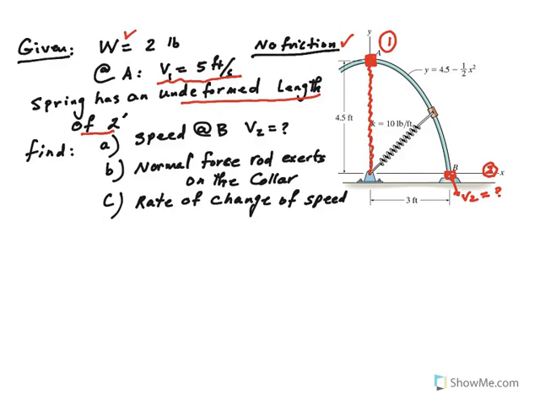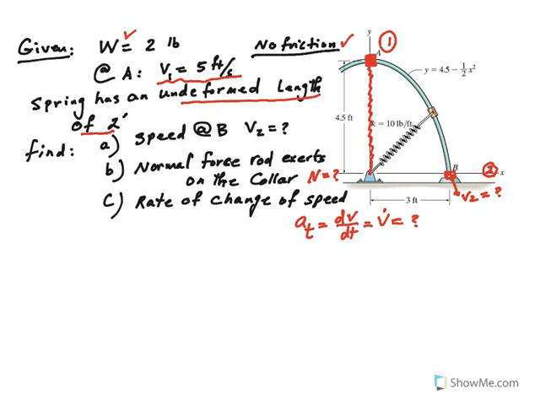And the second part, which I'm going to get to on the next page after I'm done with the first part, we're going to find the normal force, which I'll call N, and the rate of change of speed, which is a sub t. Remember, a sub t is the rate of change of speed, defined as dv/dt or v dot. So in the second part, we want to find the normal force that the rod exerts on the collar, and also the rate of change of speed.